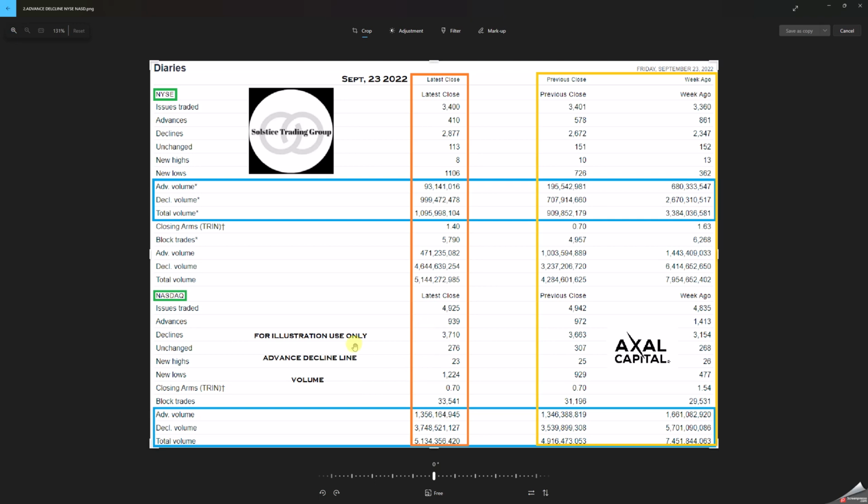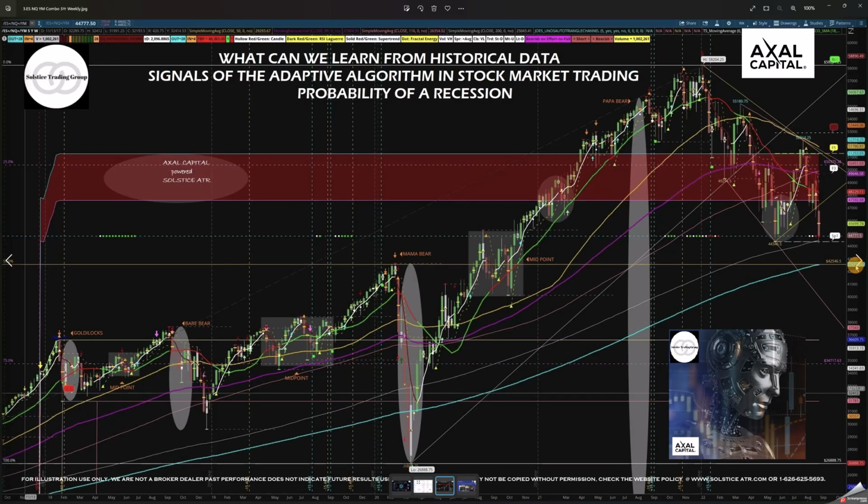We use this for illustration use only, and you can ask us how we can use the advanced decline line to tell you what the trend is in relationship if there's a reversal coming on a short period of time or long period of time. And this is the weekly average across the board on the NYSE advanced compared to the decline average across the board totaled for the 5 days that we had. Let's escape out of here. Go to the next slide.